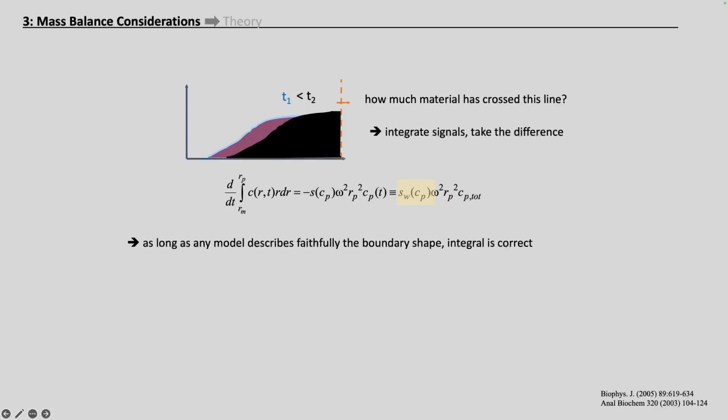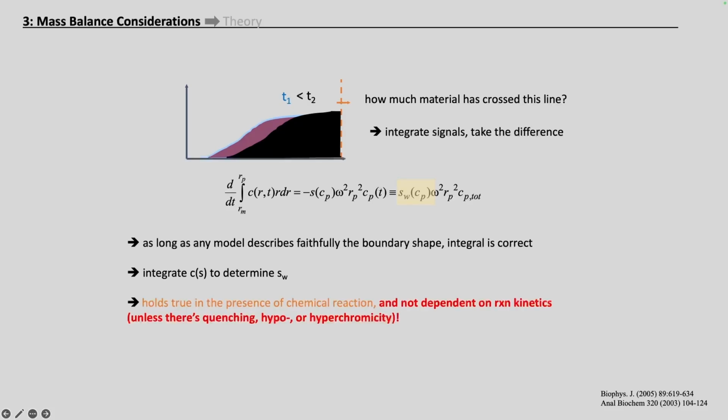And because of that, we can utilize the CFS distribution, which you may remember is a continuous distribution of non-interacting species Lamm equation solutions, to correctly determine the SW values of interacting systems, as long as the CFS gives a good fit of the experimental boundaries. In fact, we have shown that integrating the CFS distribution corresponds directly to this mass balance calculation. And this all holds true in the presence of chemical reactions.